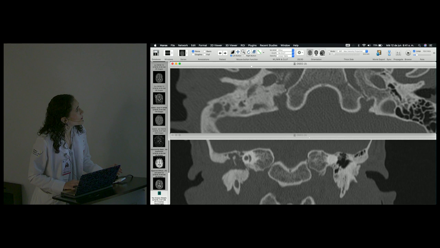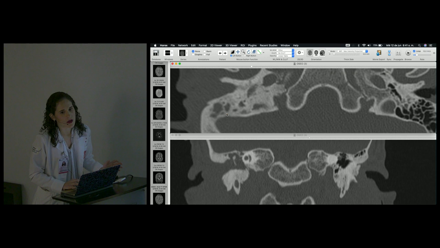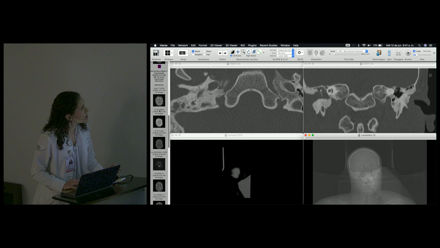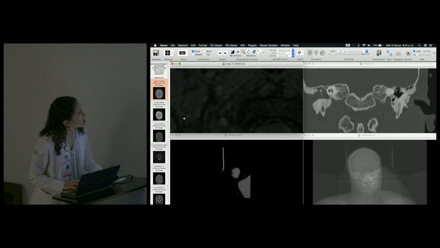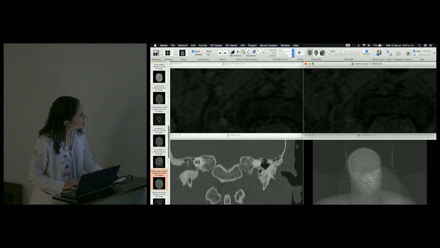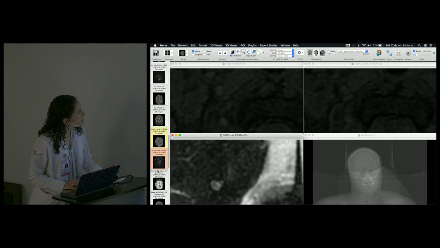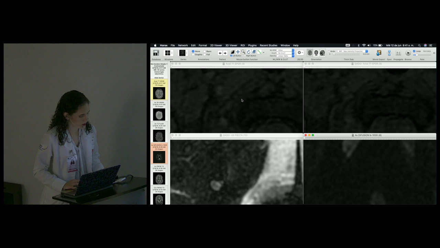So a contrast MRI was performed in this patient just a few days later. They wanted to know if there was some alteration of the brain. In the MRI, the brain was normal, but I want you to see the middle ear. This is a T1 weighted image. This is the post-gadolinium T1 weighted image. The FIESTA, this is a T2 sequence, and DWI image.